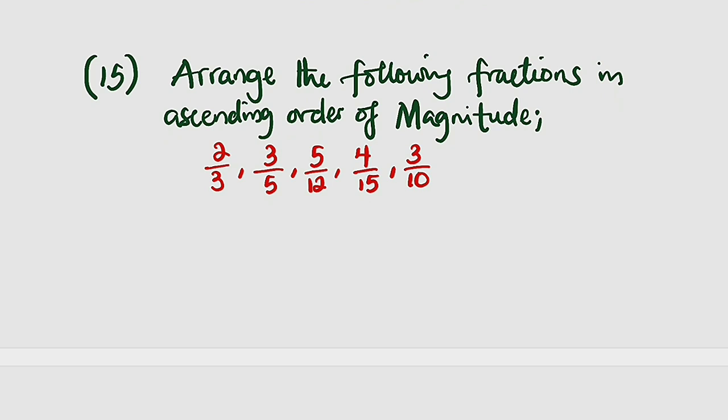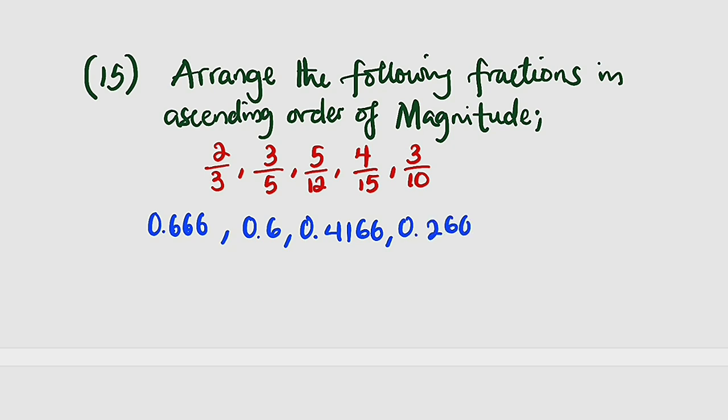2 divided by 3 is equal to 0.666. So let me write it here, 0.666, and so on. We have 3 divided by 5, which is 0.6. And we have 5 divided by 12, which is 0.41666, and so on. And we have 4 divided by 15, which is 0.26666, and so on. And lastly, we have 3 divided by 10, which is 0.3.